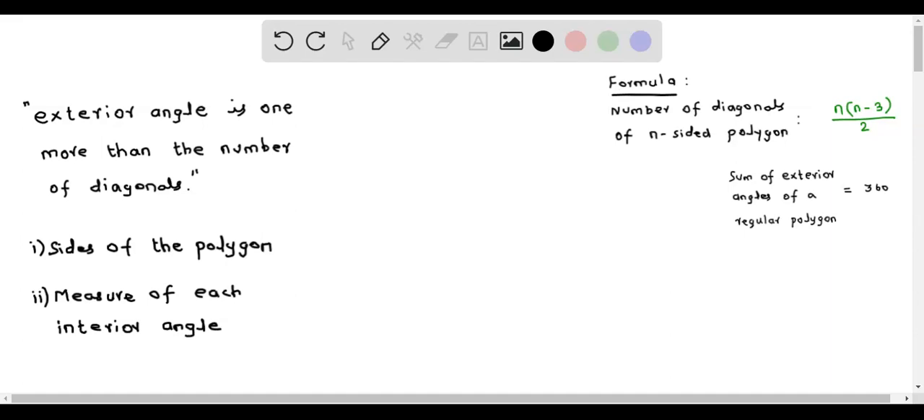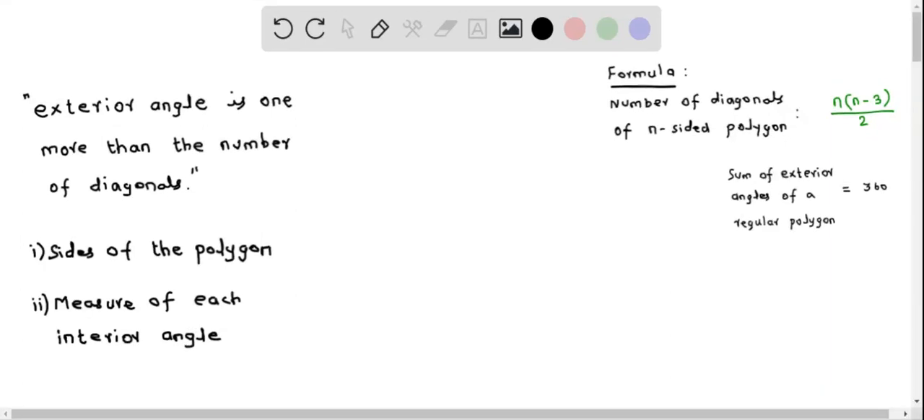We are given that in a regular polygon, the exterior angle is 1 more than the number of diagonals, and we have to determine the sides of the polygon as well as the measure of each interior angle. So let's see how to determine the sides as well as the measure of each interior angle.